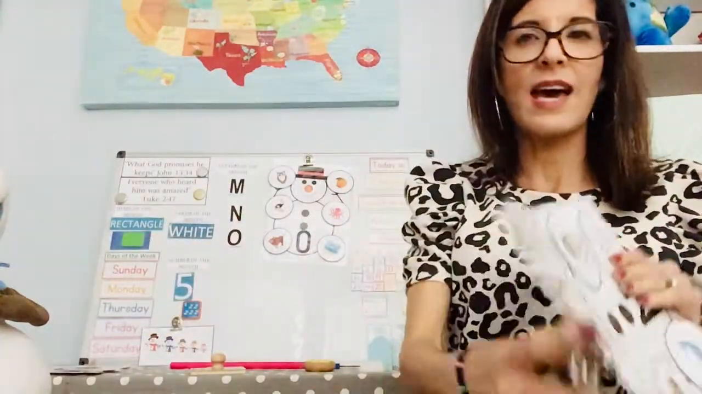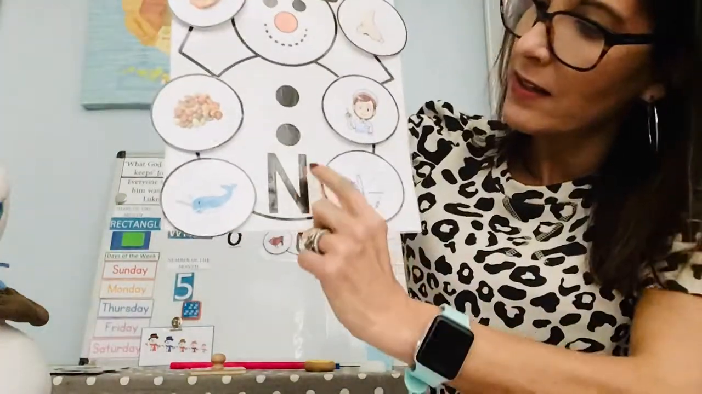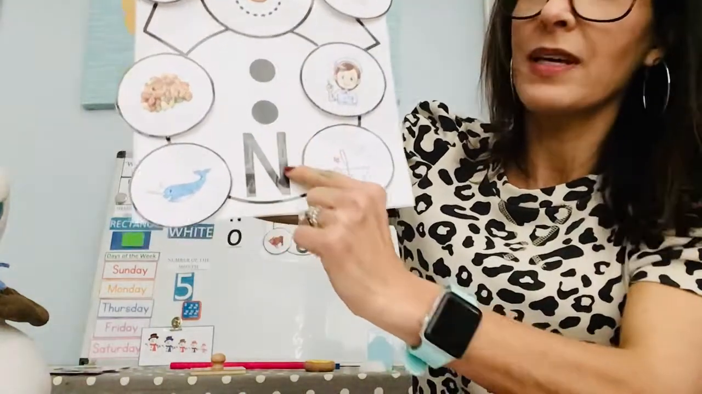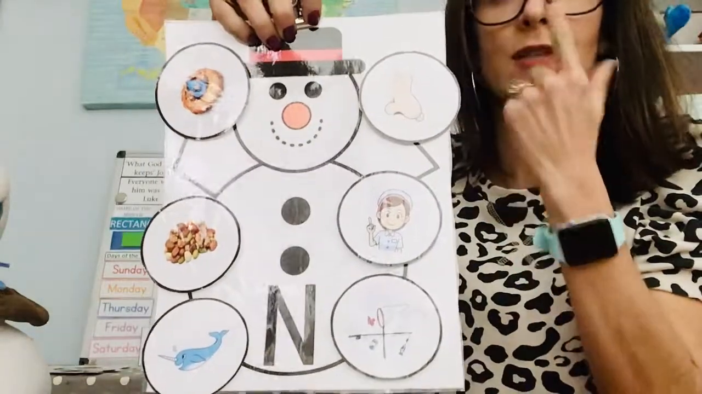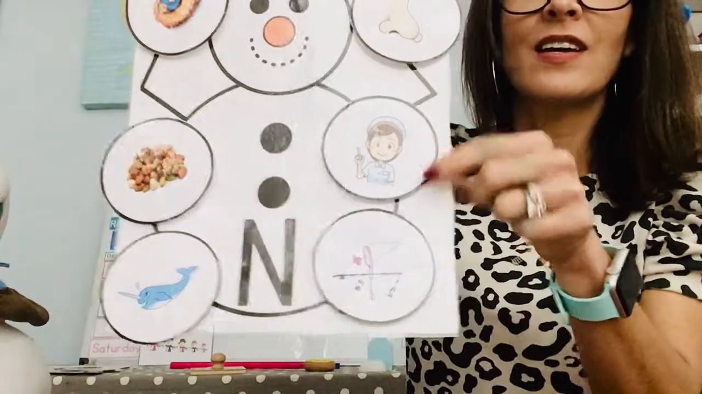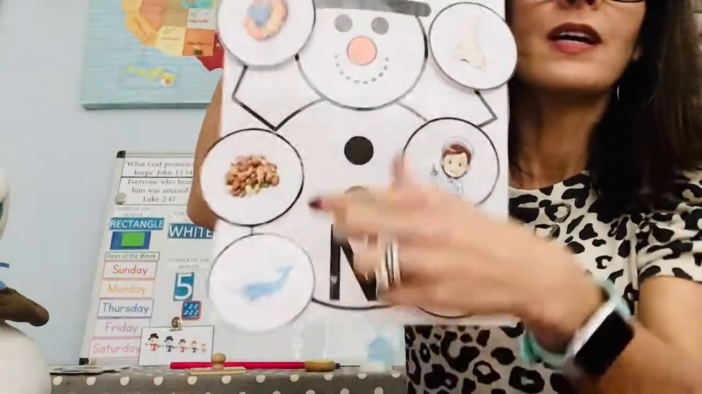And then we had the letter N. So an N is a big line down, a big diagonal, and another big line down. And we had nose. Can you touch your nose? Nice. A nurse. We had a net, a narwhal, and nuts.